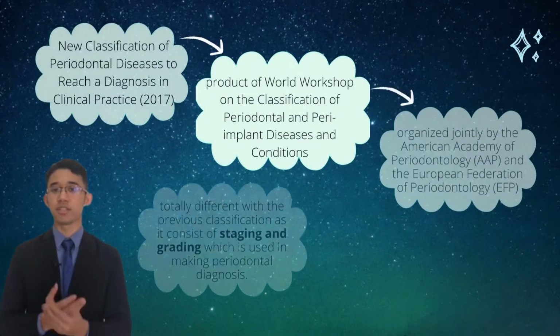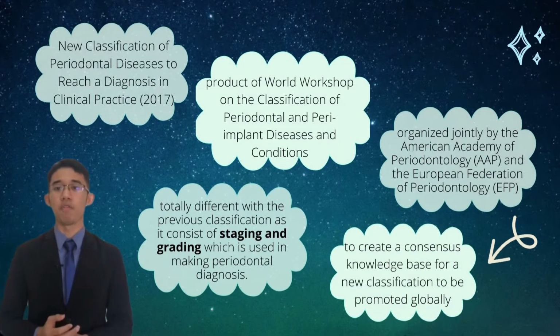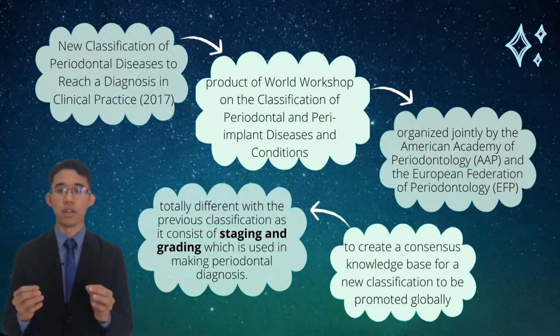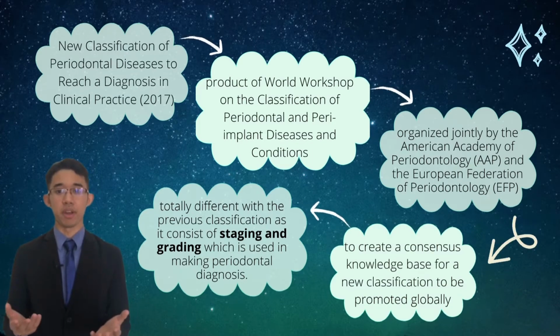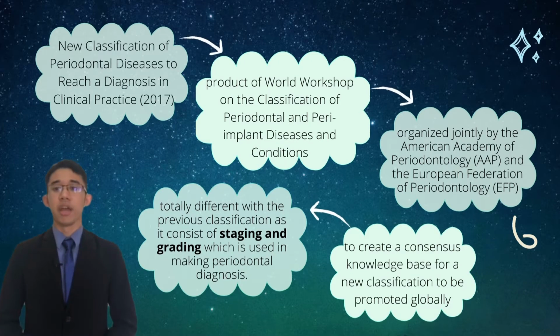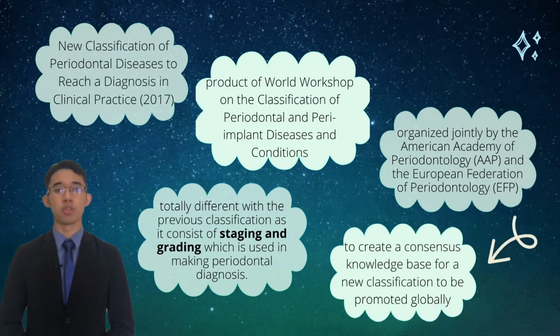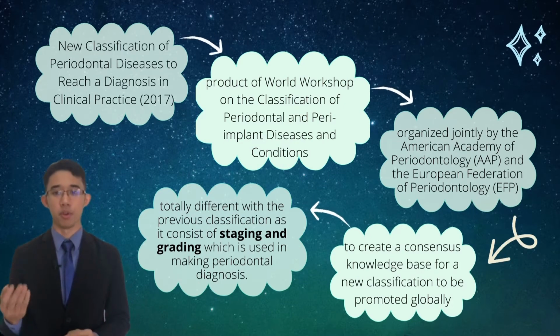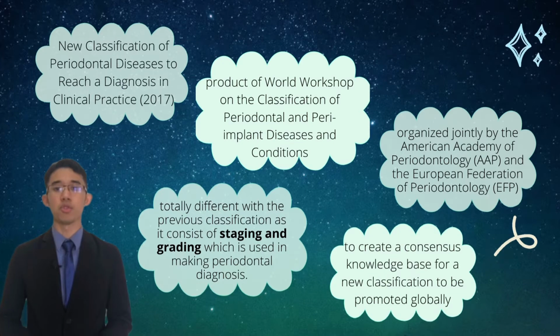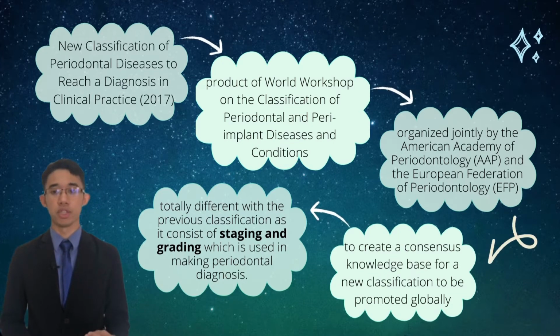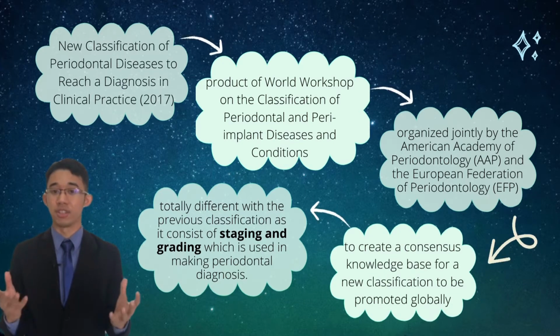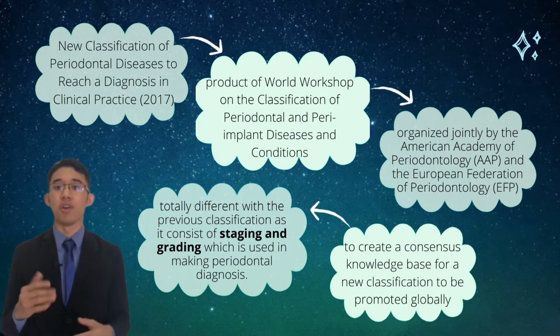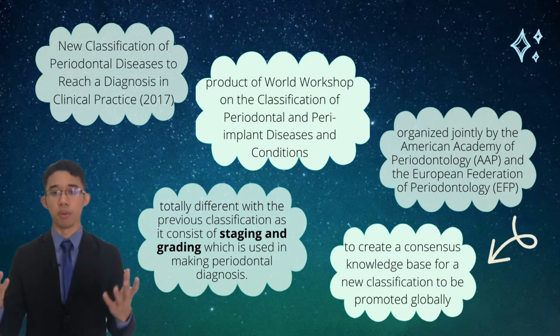The new classification is the product of the World Workshop on the Classification of Periodontal and Peri-implant Diseases and Conditions. It was held in Chicago in November 2017. The World Workshop was organized jointly by the American Academy of Periodontology, AAP, and the European Federation of Periodontology, EFP, to create a consensus knowledge base for a new classification to be promoted globally.